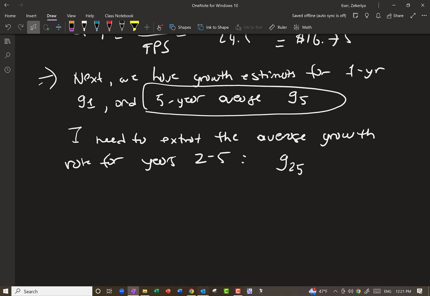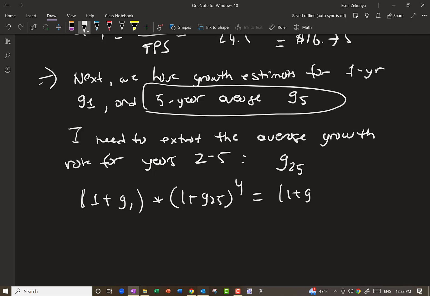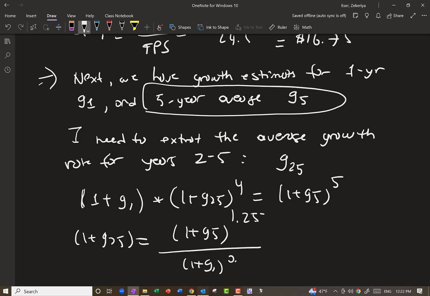The way we're going to calculate G25 is, if you start with 1 plus G1, the first year growth rate, times 1 plus G25 raised to the power 4, because you're going to grow at that rate for 4 years after the first year, should equal 1 plus G5 raised to the power 5, okay? If you solve for it, 1.25.